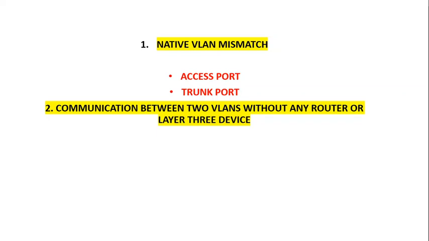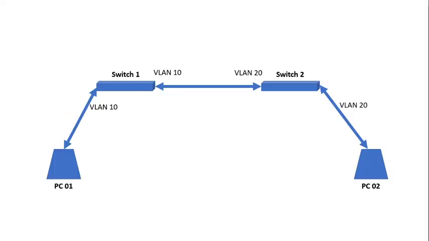Also, we will see how this error can help us in achieving another task, that is to make communication possible between two VLANs without any router or layer 3 device. So this is gonna be our setup here.